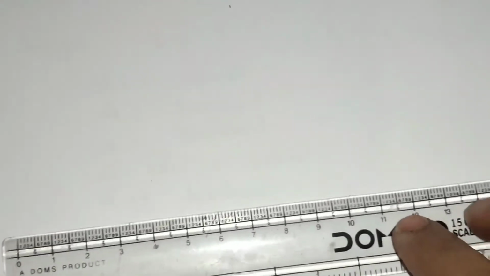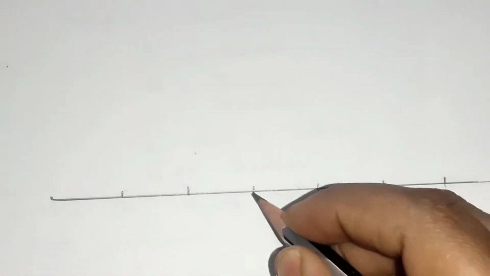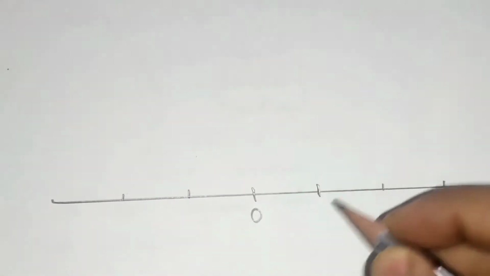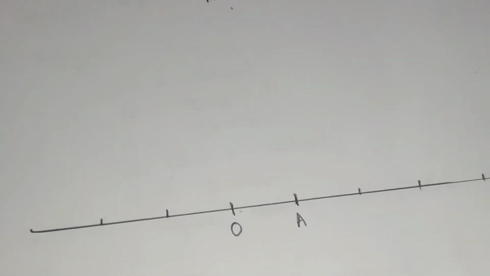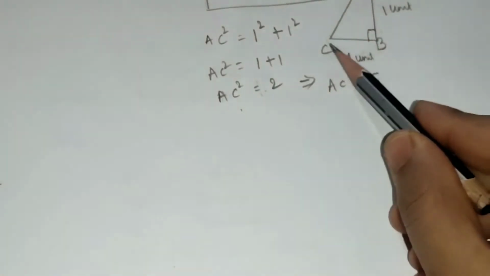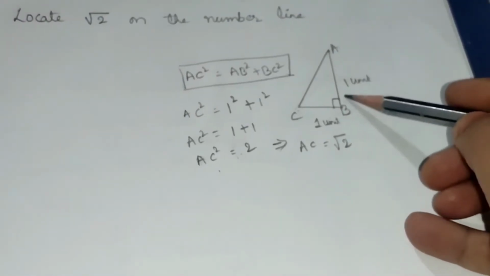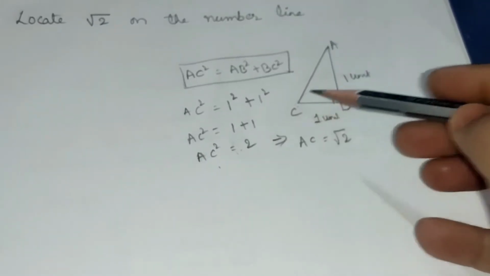The first step is to draw a line. I am marking every 2 centimeters as 1 unit. This position as O and this position as A. OA is a base. According to the base of a triangle, it should be 1 unit. The base of the triangle should be 1 unit and the perpendicular height should be 1 unit, and thereby you will get the hypotenuse as root 2.